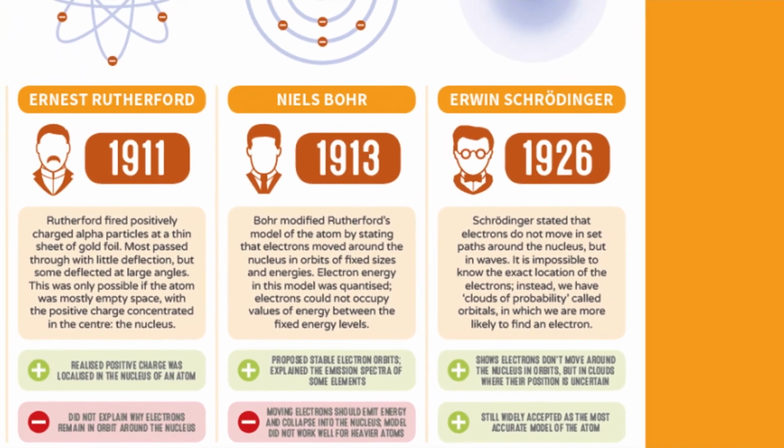So, lastly, the Schrödinger model. He said, electrons don't move around in orbits, but they're in a probable location. So we have an idea of where they'll be, but not exactly. And this is kind of what we use today. So as of 1926, this is the model of the atom that we use today.